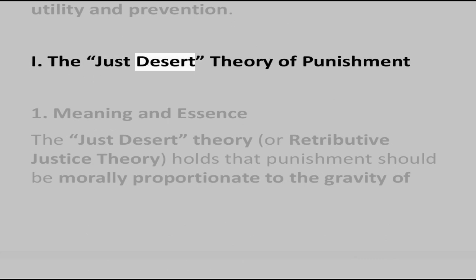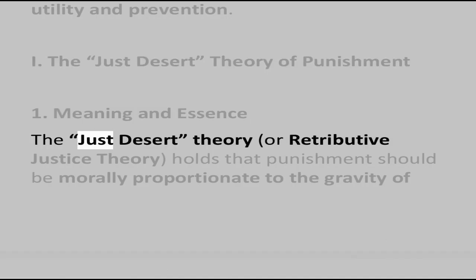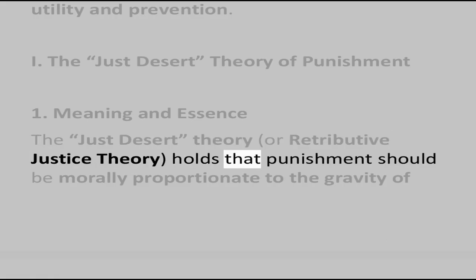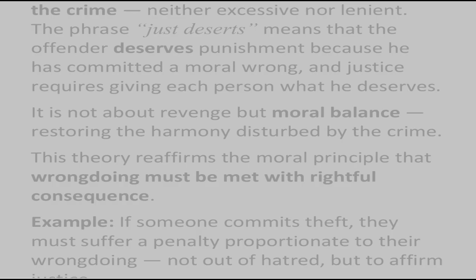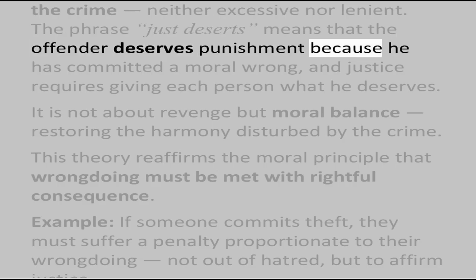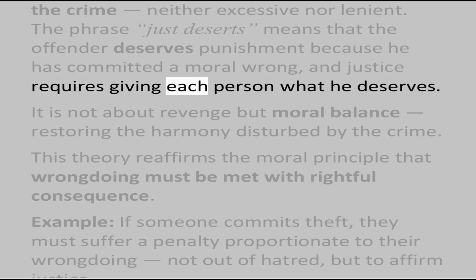The just desert theory of punishment. 1. Meaning and essence. The just desert theory, or retributive justice theory, holds that punishment should be morally proportionate to the gravity of the crime, neither excessive nor lenient. The phrase just deserts means that the offender deserves punishment because he has committed a moral wrong, and justice requires giving each person what he deserves.